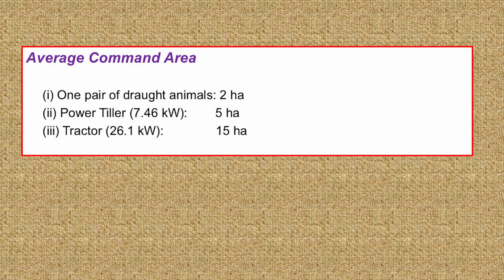Similarly, for every 5 hectares of land, one power tiller is recommended, where that power tiller has a power rating of 7.5 kilowatt. If you are thinking of buying a tractor, you need one tractor for every 15 hectares of land, where the tractor's power rating is 26 kilowatt. So this is how you can buy power sources in order to perform your agriculture operations.